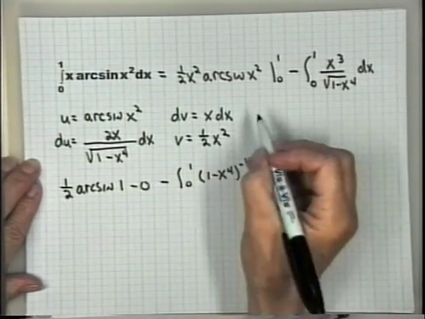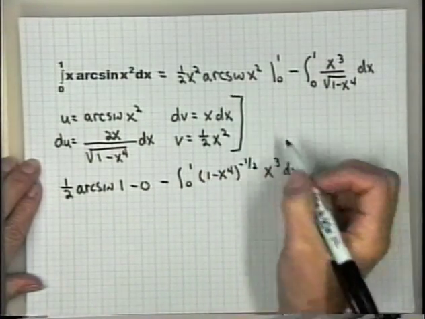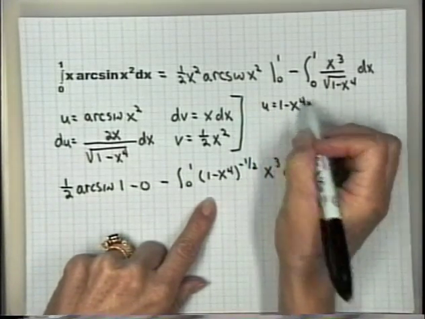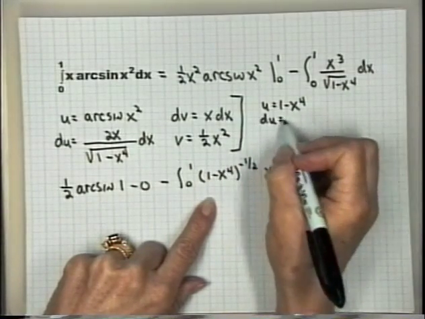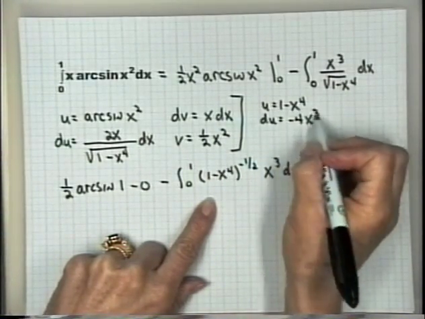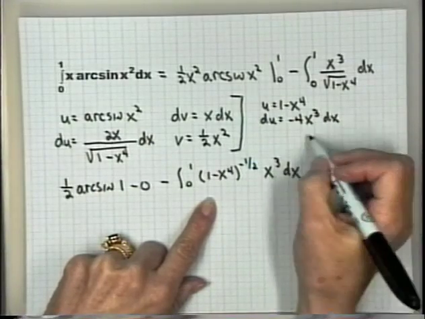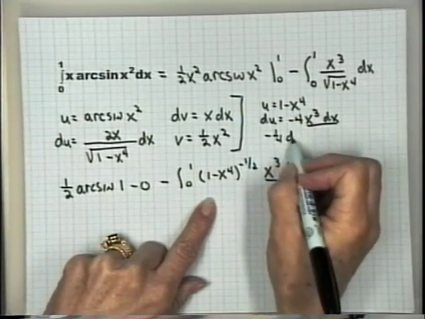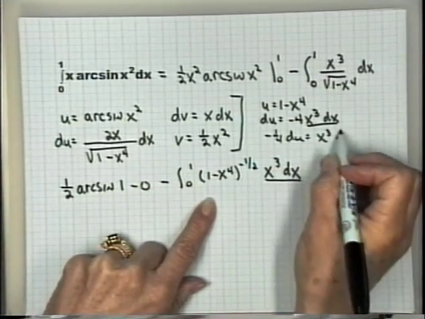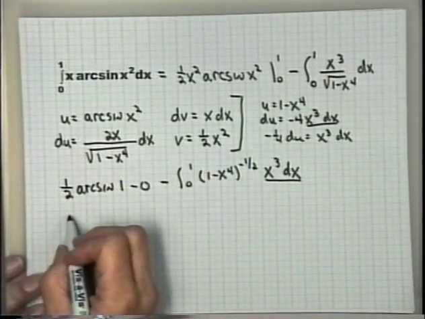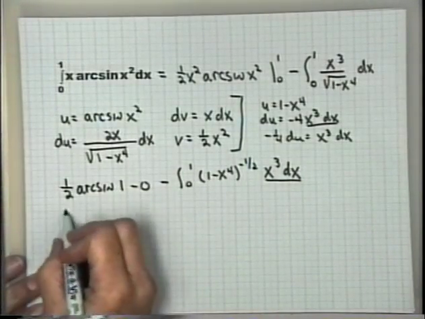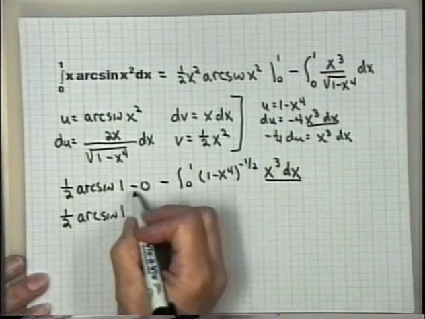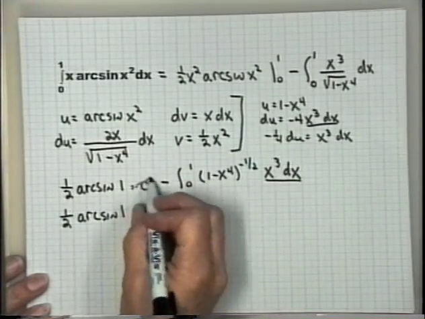I can do this with a u substitution, much like we did a little while ago. On this, I want u to be 1 minus x to the 4th. Notice then that du is negative 4 x cubed dx. I'm going to solve for the x cubed dx. Negative 1/4 du is x cubed dx. So we're going to substitute in. Now I'm going to come back and evaluate this arc sine 1 a little bit later. Right now I'm just going to bring that down. And minus the 0, of course I don't need to write that.